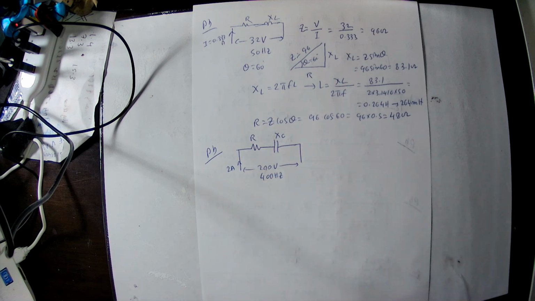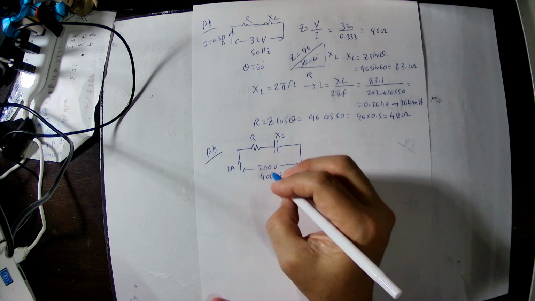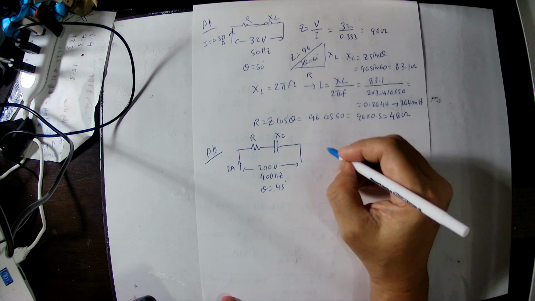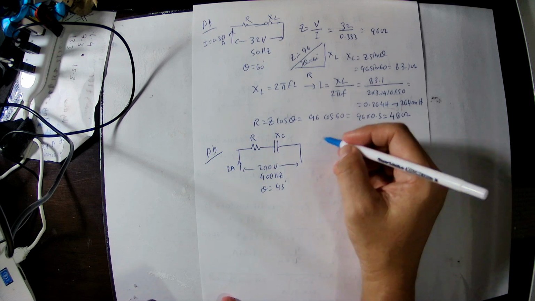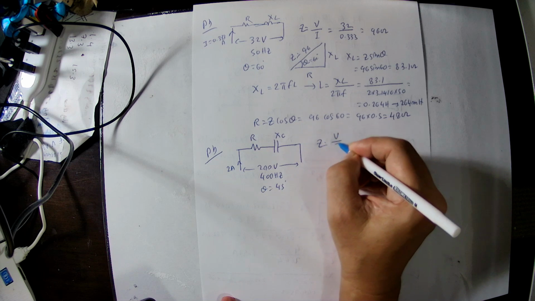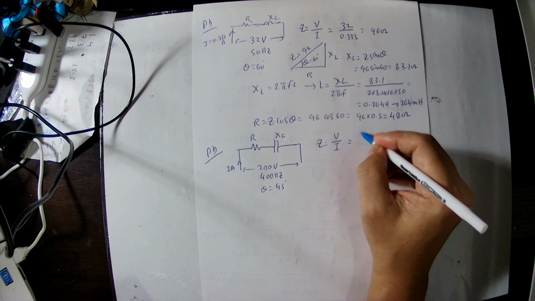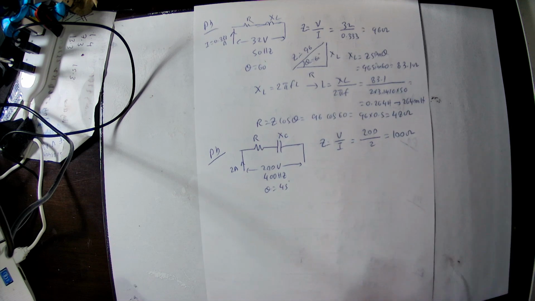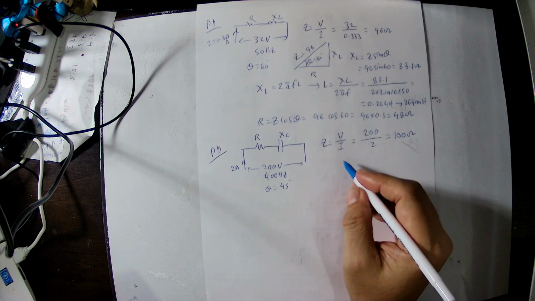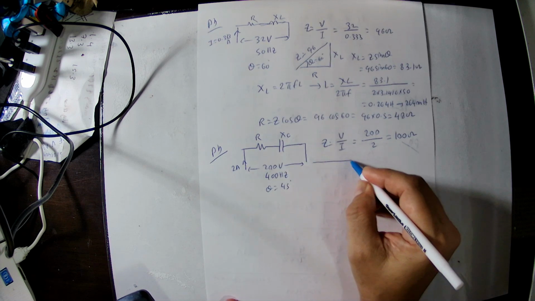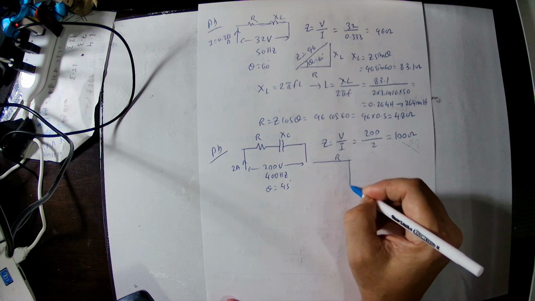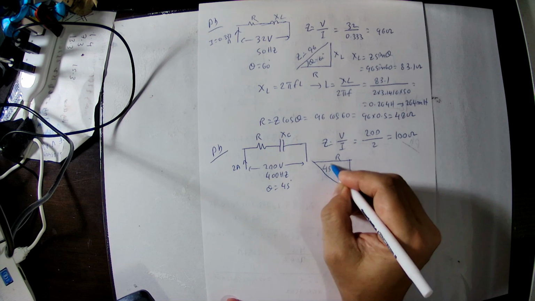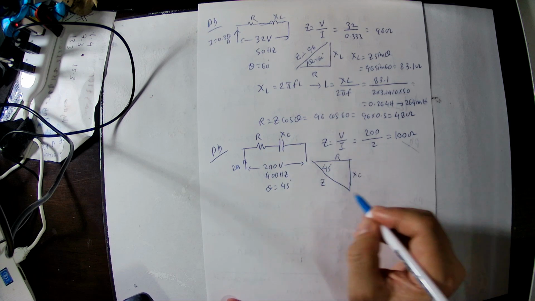So the angle theta is 45 degrees. Firstly, we draw the diagram. In this case, impedance Z equals V divided by I. The voltage is 200 volt, current is 2 ampere, so this is 100 ohm. Then we draw this circuit diagram. This is the resistor component, this is the capacitive reactance component. This angle here is 45 degrees. So impedance Z we can calculate as 100 ohm.